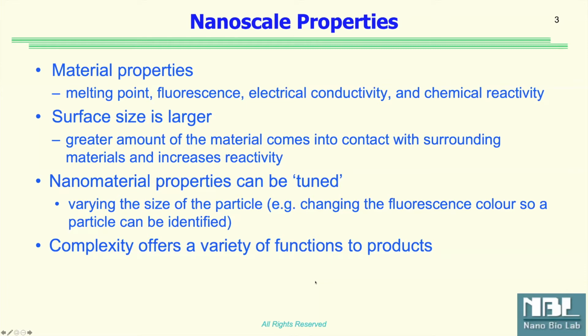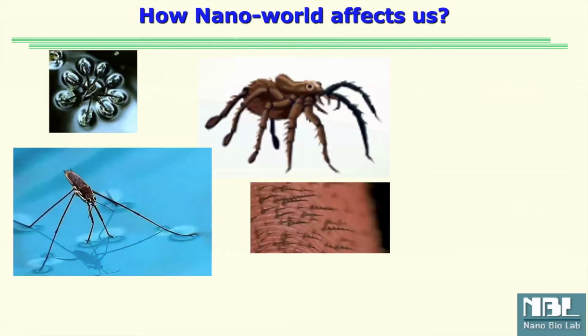So let me just give you a big example of how the nanoscale world affects us. We have seen all these things in different contexts. We have seen mosquitoes that would ride on water, that would walk on water. Their feet don't get wet. We have seen spiders that climb the wall.